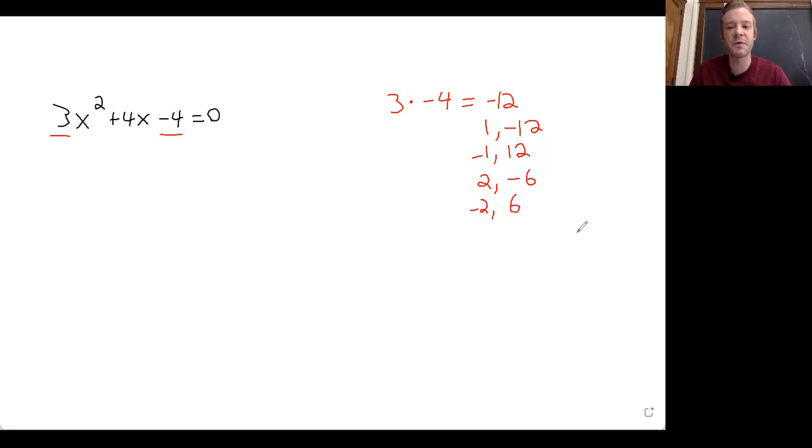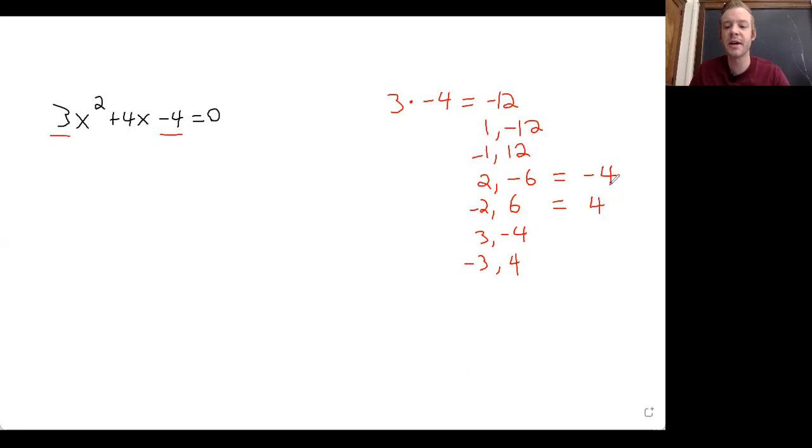Now at this point, some of you may be seeing that you've already identified which pair we're using. If I quickly write out my last pair, I would also have 3 and negative 4, and then negative 3 and positive 4. But we see here that we want to add up to a positive 4 in the middle. Well, if I look at positive 2 and negative 6, these are going to add to negative 4, whereas the negative 2 and positive 6 will add to a positive 4.